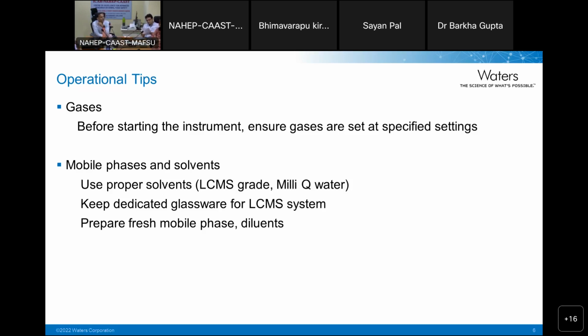Whenever you prepare mobile phase, prepare only the quantity which is required to run the experiment. If 500 ml is required to run the total experiment, don't prepare 2 liters or so, thinking that I'll run the same mobile phase tomorrow again or the day after tomorrow again. That can hamper your performance.